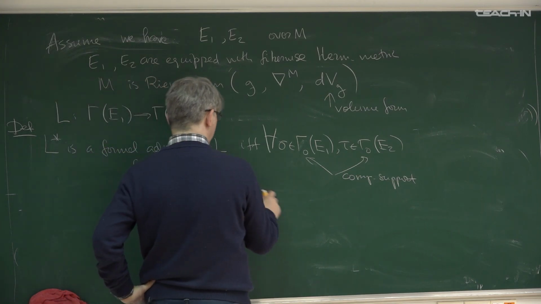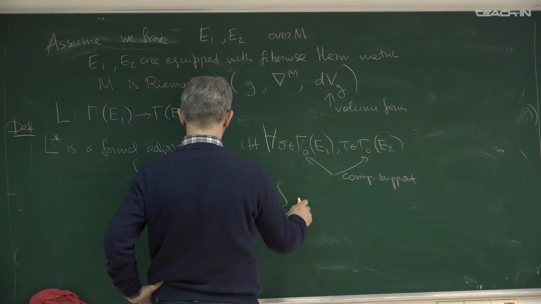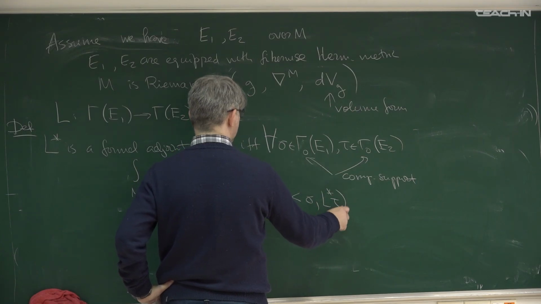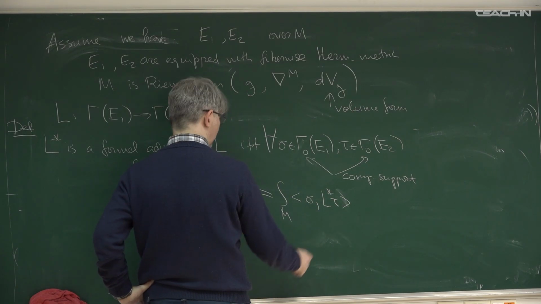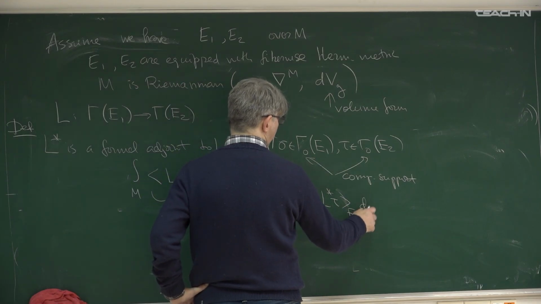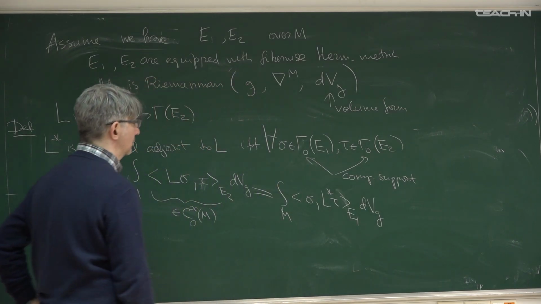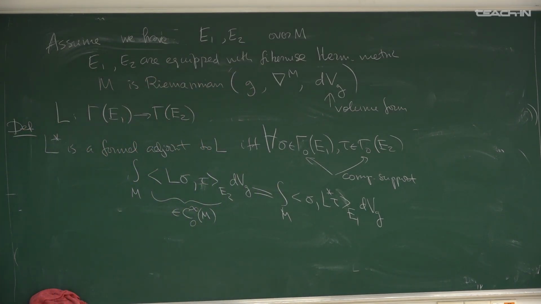So this is the left-hand side, and the right-hand side is as follows. We send tau back to the sections of the first vector bundle, obtain another function, and take an integral. And now we ask that these two integrals are equal. This is the definition of formal adjoint. So what is the problem? Why do we say formal adjoint?